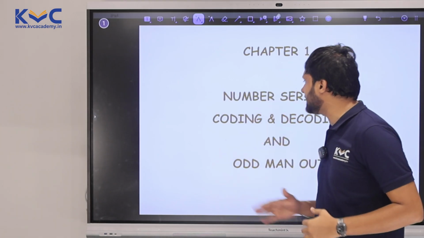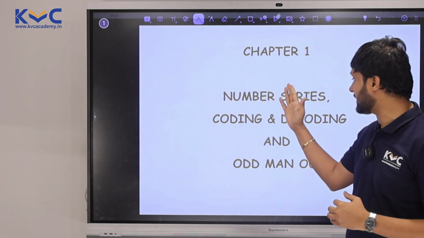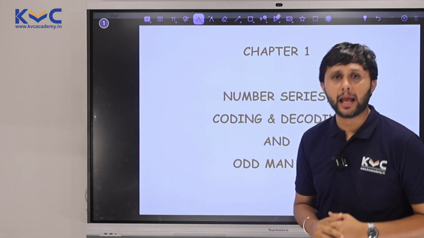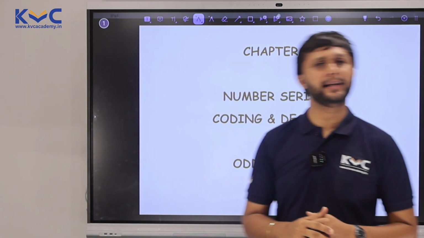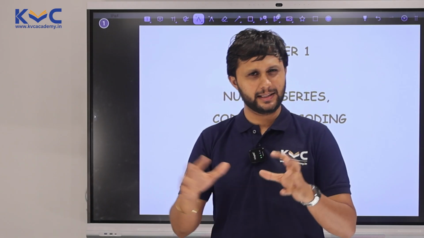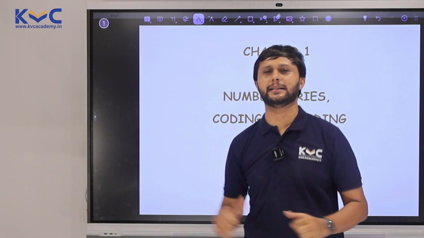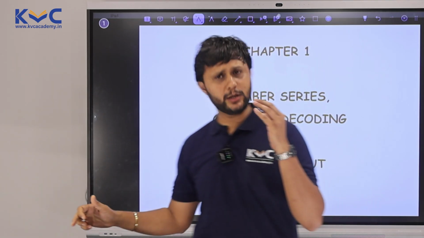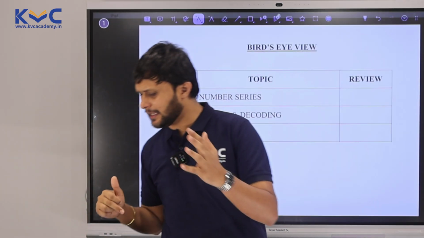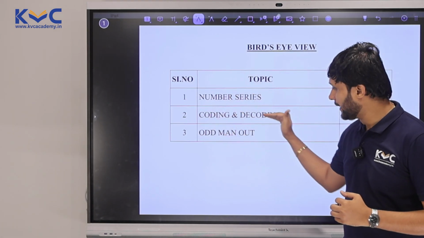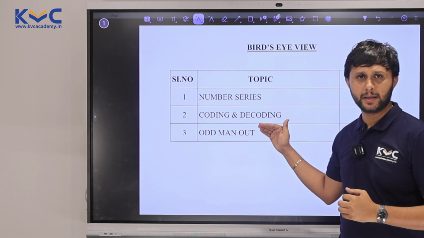Like you see on the screen, chapter number 1 in logical reasoning is number series. There is also coding and decoding, and odd man out. There's nothing much to explain about the chapter, so we'll directly see what we'll be learning in this particular chapter. It goes without saying there are 3 parts: number series, coding-decoding, and odd man out.